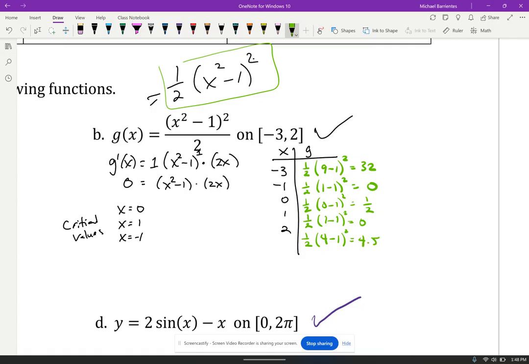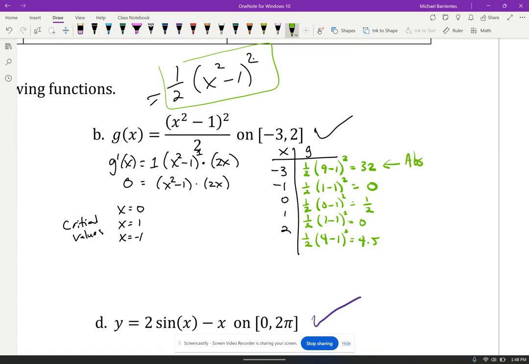So what did I do? I took the endpoints, these two numbers, and I took the critical values, these three numbers, all of them x values, and I substituted them into the original function in order to get the y values, because I know that absolute maxes and mins are based off of the original function y values. So the biggest one would be this.